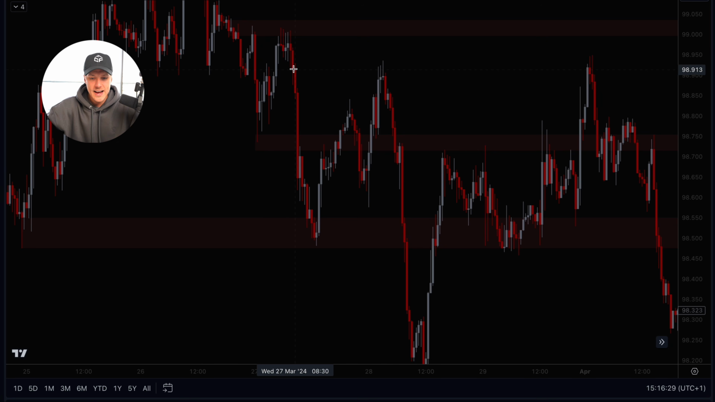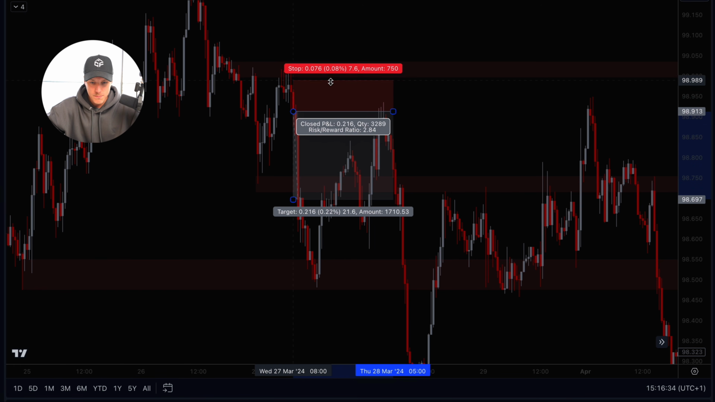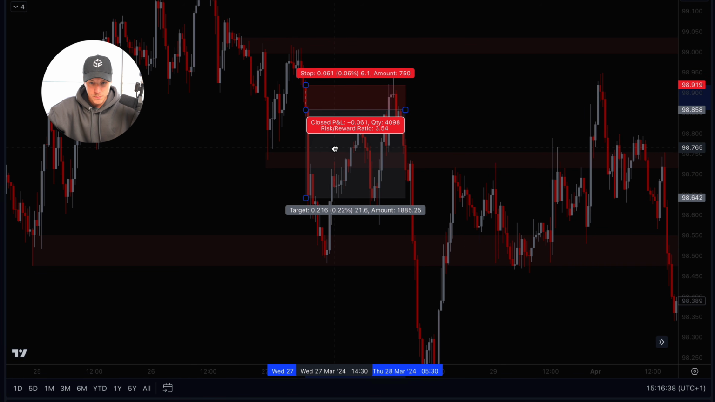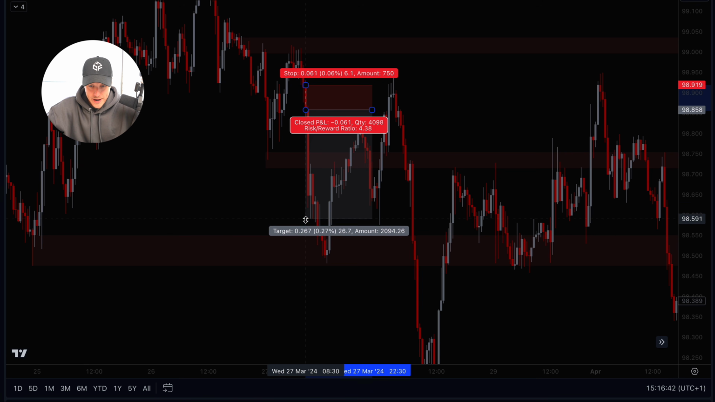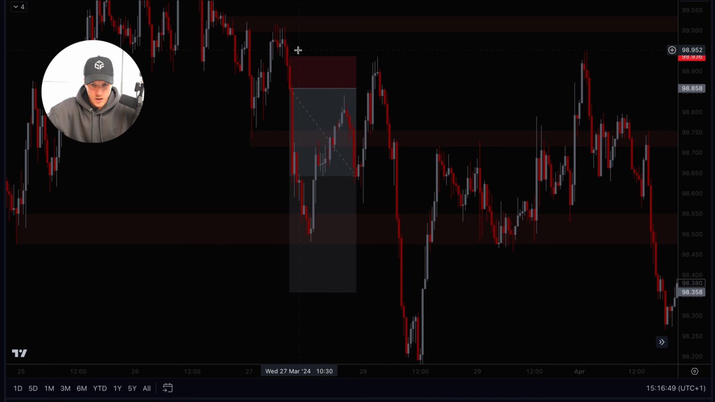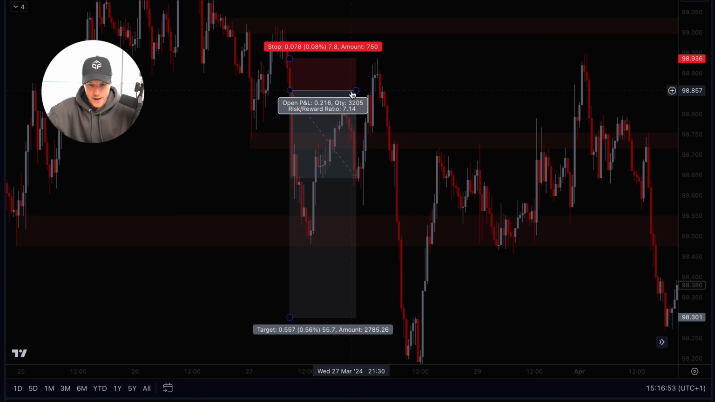Okay, so let's say I entered this position right here. Once again, the strategy does not matter, right? Let's say I entered this position right here, and my overall take profit is somewhere around here, okay? So my stop loss is above the wick and my take profit is all the way down at the bottom.